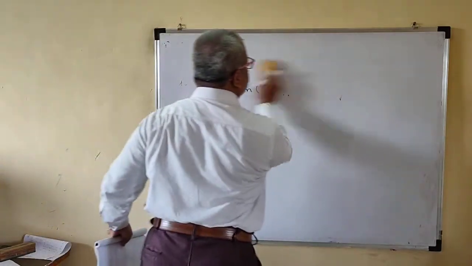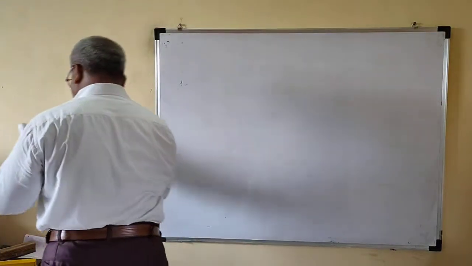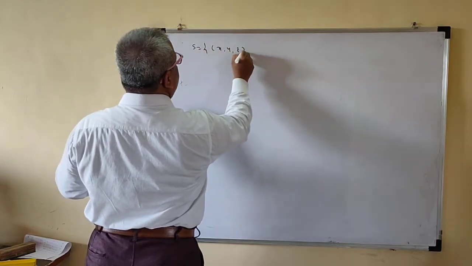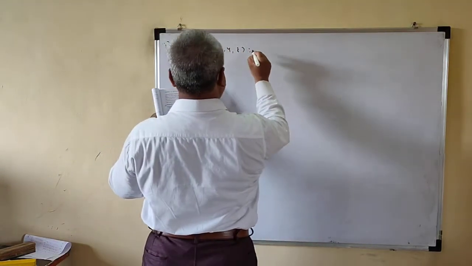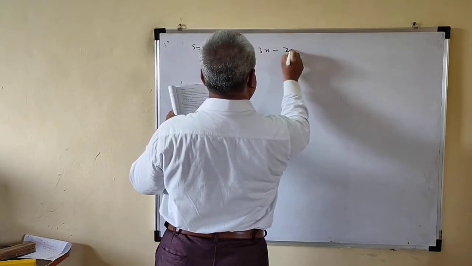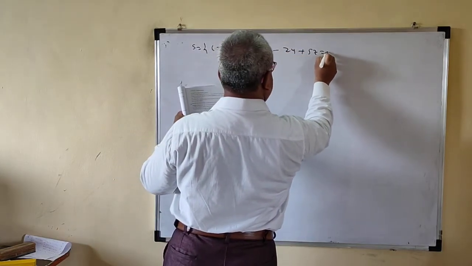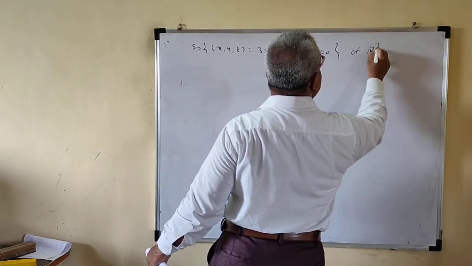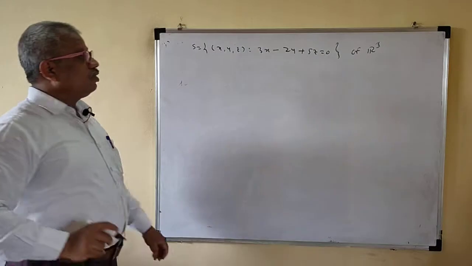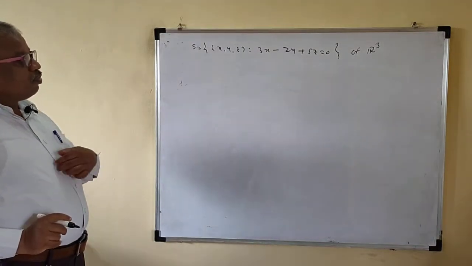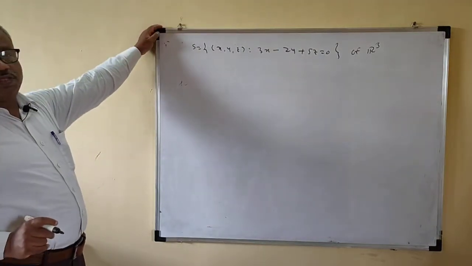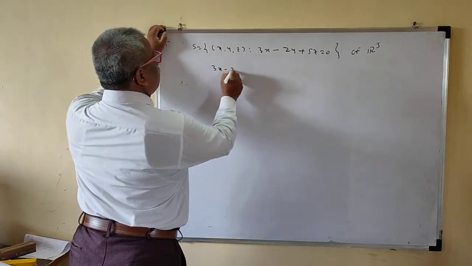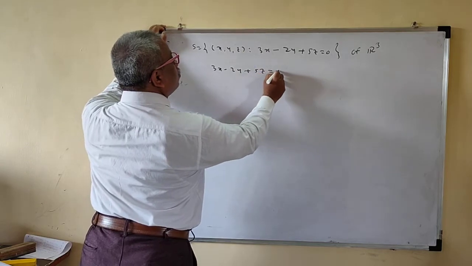Now we are interested in the basis for this. Suppose this is R3. We want to find a basis for this one. So this is 3x minus 2y plus 5z is equal to 0.